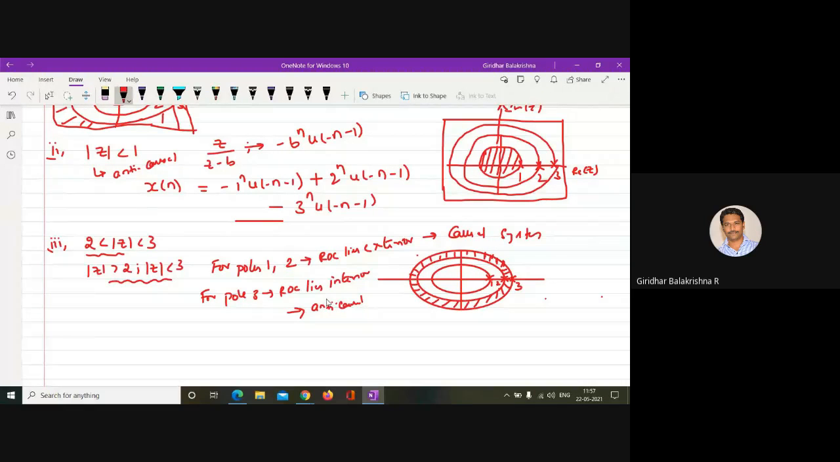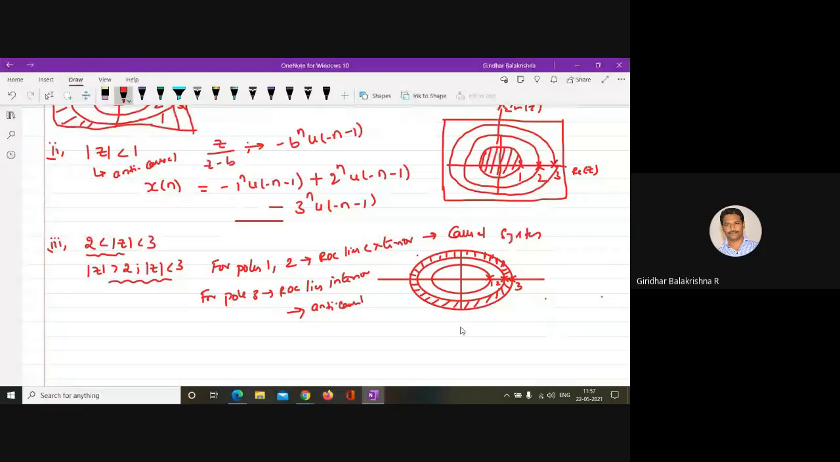That means in the same problem we have causal for poles 1 and 2, and for pole 3 it is anti-causal. So combining, with both sides, what system do we call it? Non-causal, two-sided system or non-causal system. Remember that when both sides are present we call it a two-sided system, or we can also call it a non-causal system.